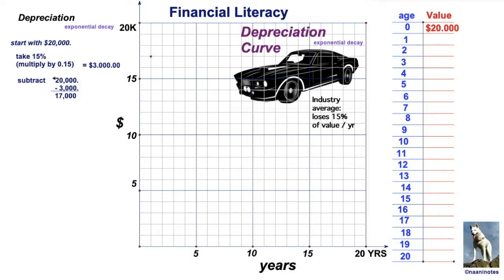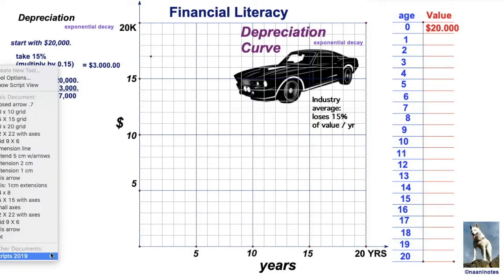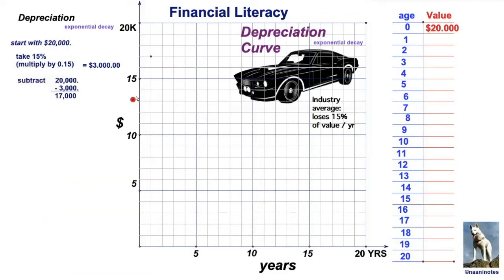That's not showing up very well. I think I've got a little tool here. Maybe I'll put that on there. So those are my two data points. I'm going to say that in year 0, it's worth $20,000. One year hence, it's going to be worth $17,000.